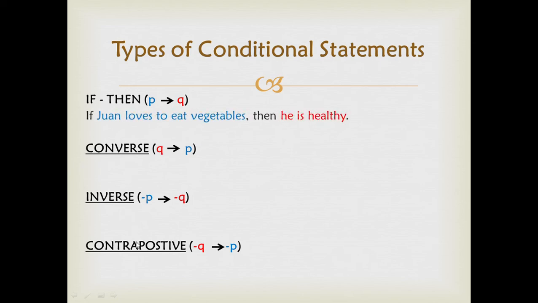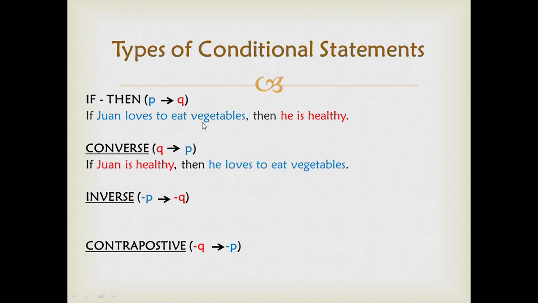Let's take this example. If one loves to eat vegetables, then he is healthy. Here, the blue is the hypothesis, and the red is the conclusion. If we make the converse, remember that the name of the person, or whoever it is, should be in the first part, and then the pronoun is in the then part. So, when we write the converse of the original statement, that will be, if one is healthy, then he loves to eat vegetables.